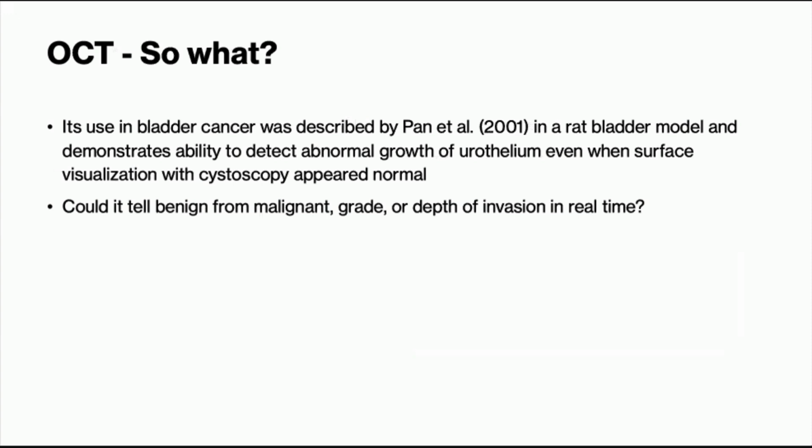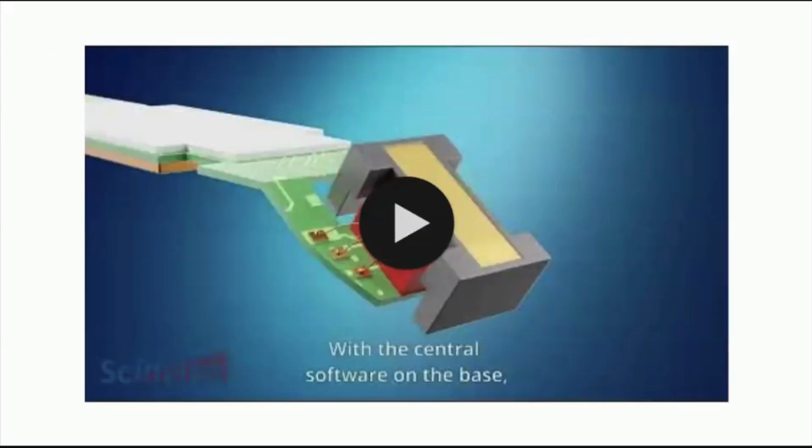But why does this matter? Why do we care? Well, Pan demonstrated the use of technology in a rat bladder model and showed that you could actually detect abnormal growth of urothelium even when the surface appeared normal on cystoscopy. And it leads to questions. Could you tell reliably what was benign from malignant? Could you even predict grade at bedside? Could you estimate the depth of invasion or the stage in real time without needing to wait 2 to 3 weeks for a pathologist to tell you? Well, this company called SkinVivo, which is one of several providers and companies that are trying to develop a probe for use, believe so.